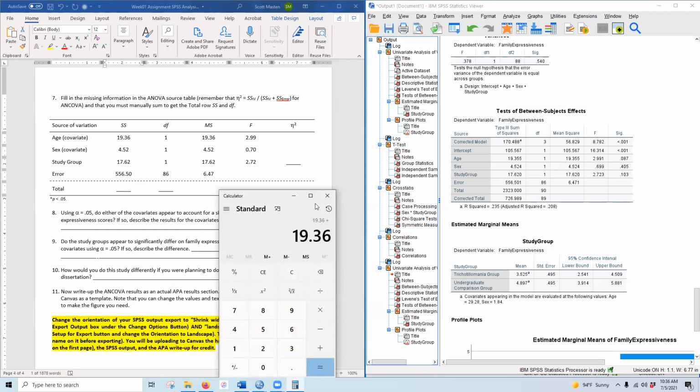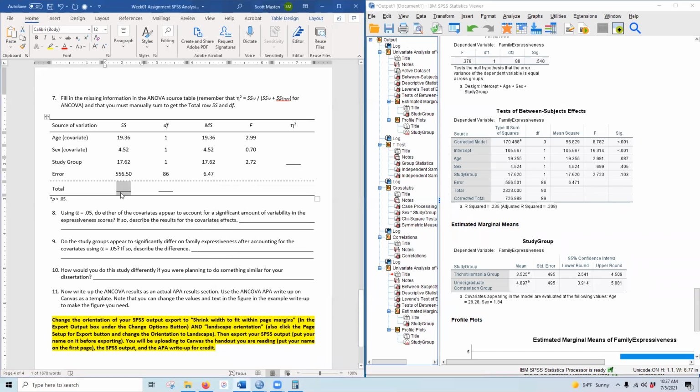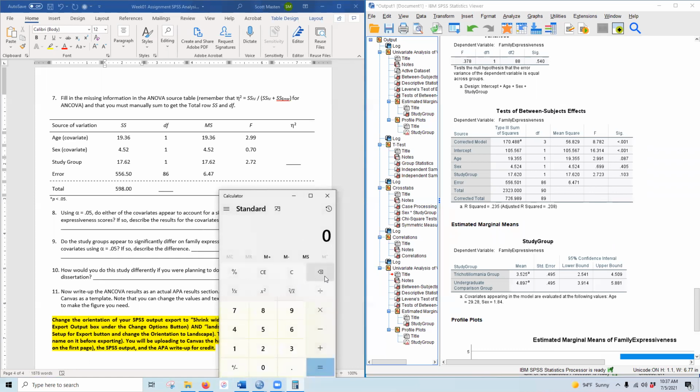19.36 plus 4.52 plus 17.62 plus 556.50. Really? An even 598? Okay. Seems wrong, but okay, 598.00. I'm adding that again because that's too weird. 19.36 plus 4.52 plus 17.62 plus 556.50. 598. I can do this one in my head.